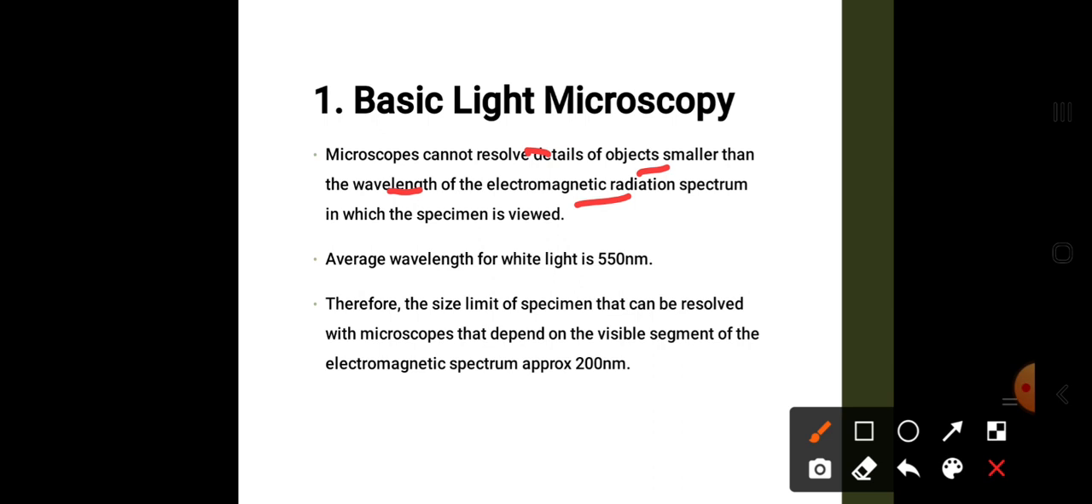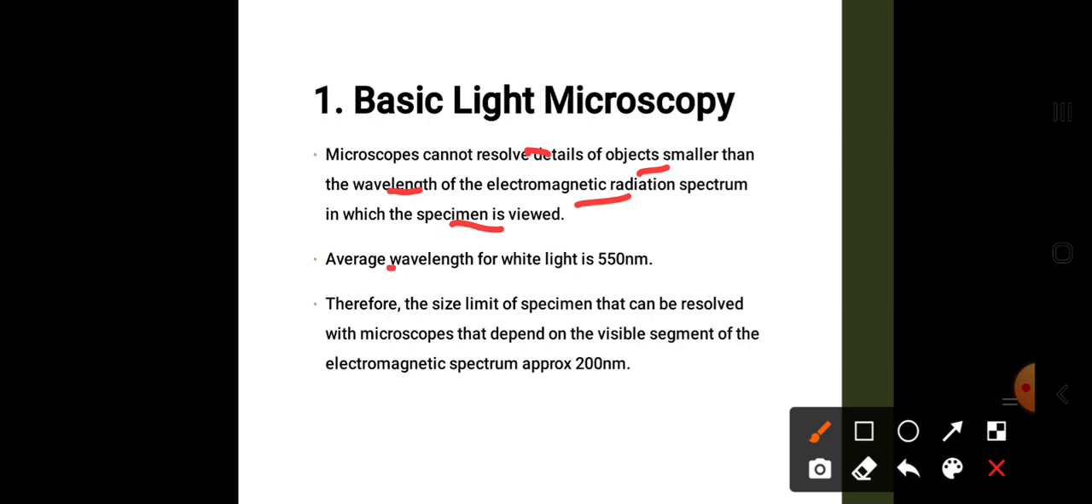What is electromagnetic radiation? Radiation means the waves, and electromagnetic means the electric and magnetic field. Electric and magnetic waves are involved. The waves involved in the electromagnetic radiation are radio waves, X-rays, gamma rays, UV rays, infrared rays and visible light. This is the wavelength of the electromagnetic radiation spectrum in which the specimen is viewed.